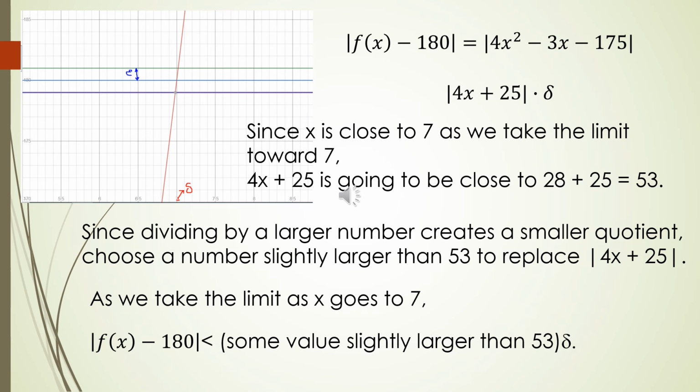Since x is close to 7, then 4x plus 25 is not going to be just anything, it will be close to 53. Where we're getting that is that x is close to 7. So 4 times x is close to 28, and then you add 25, you get 53. Then also consider that dividing by a larger number creates a smaller quotient. So let's choose a number slightly larger than 53 to replace the 4x plus 25. Then as we take the limit as x goes to 7, the distance between f of x and 180 is going to be less than some value slightly larger than 53 times our delta.